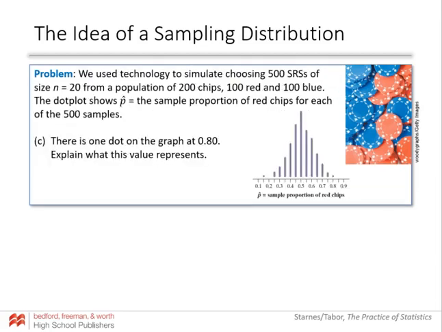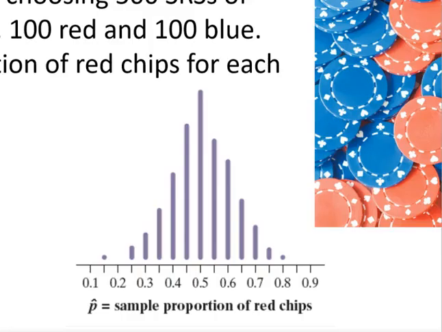So first of all, we would do a sampling distribution. I zoomed in here so you can actually see it. This graph is if we took 500 different 20-chip samples, and we found the proportion of each of those samples. So we've seen graphs like this before, we just haven't called it what it is before. So this is 500 simple random samples.